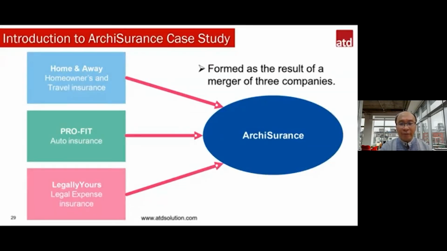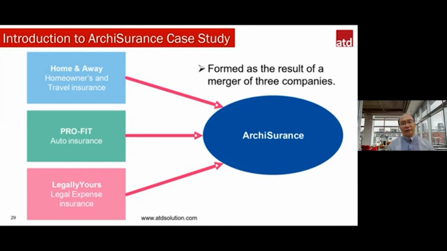ArchiSurance is the available case study that you can Google. You can download it from the Open Group website. Basically, ArchiSurance is the outcome of a merger and acquisition of three other insurance companies. The first company is called Home and Away, the travel insurance. Home and Away basically insures your house or your property, as well as when you travel. So if you have any lost luggage or flight delay, you get the insurance coverage.